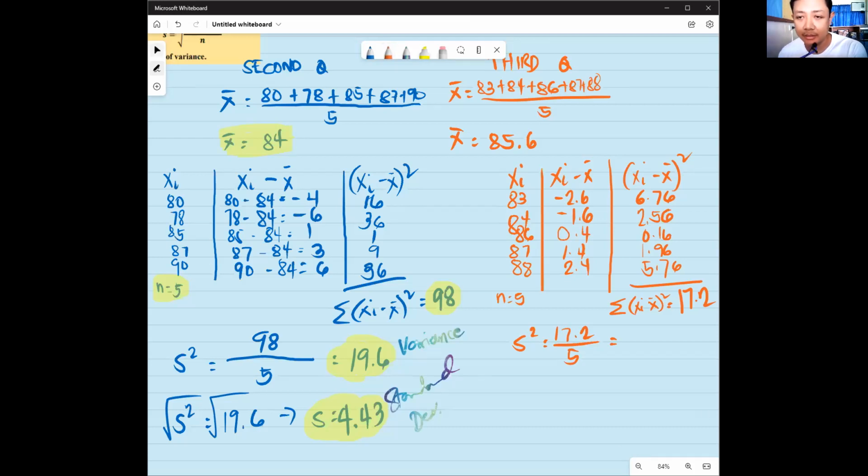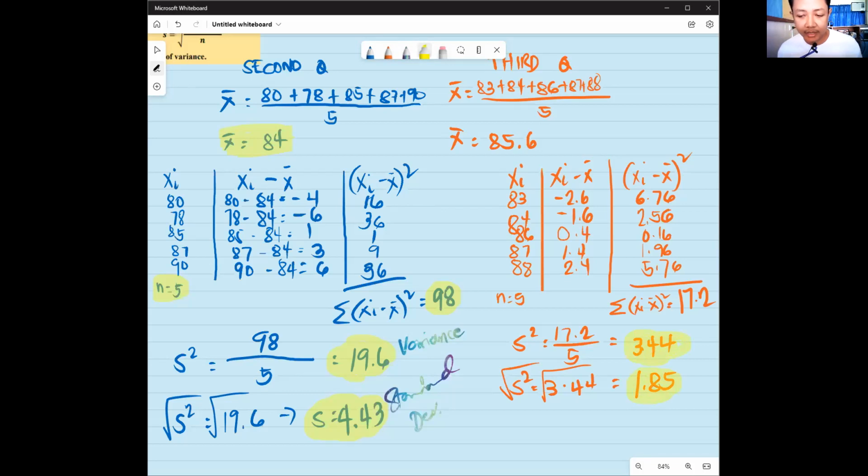Okay, very good. Let's wait for the rest. Some are still typing their answers. So that's 3.44. Now let's move on with the standard deviation. So we have here S squared is equal to 3.44. Get the square root of both. The answer will be, okay, very good. It's 1.85.